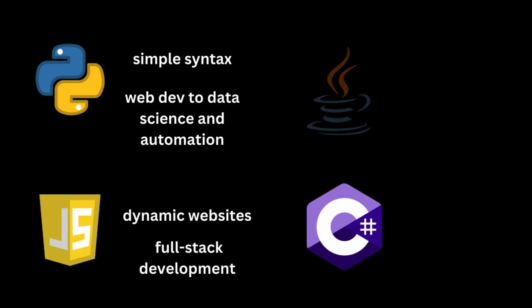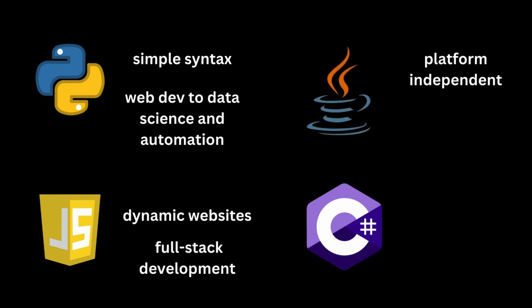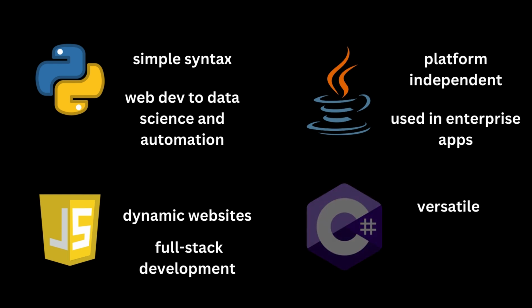Java is renowned for its platform independence, following the "write once, run anywhere" philosophy, and is heavily used in enterprise applications. Last but not least, C# is a powerful and versatile object-oriented language, offering modern development capabilities for web, desktop, and mobile applications.